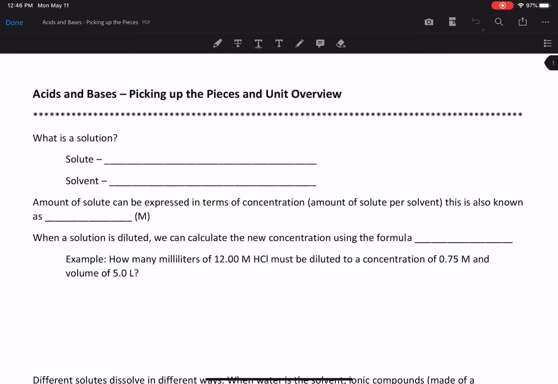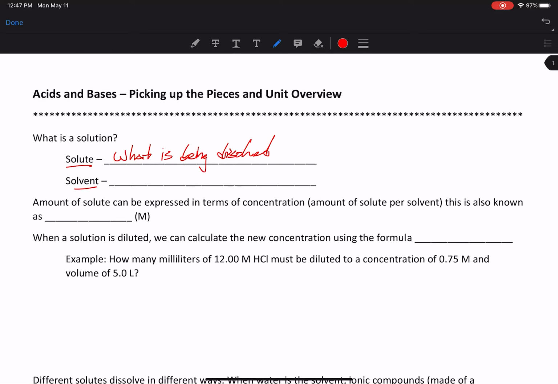All right, hello everyone. In this video, I'm just going to give a brief overview of our acids and bases unit. So in our acids and bases unit, we can start off by asking, well, what is a solution? In a solution, you have a solute and a solvent. Your solute is what is being dissolved, and your solvent is doing the dissolving, and in reagents chemistry, this is usually water.